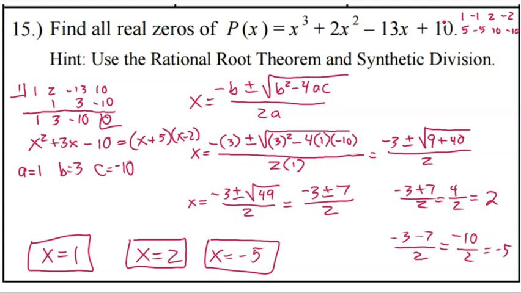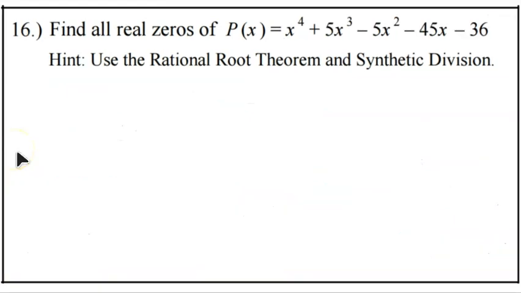Now we'll go on to number 16. All right, we have the same question here. Find all real zeros of this polynomial. But this polynomial is a fourth power polynomial. Okay, so we're going to make our list of all the factors of 36. I'm not going to be able to fit them up here because there's more than 8 of them. I do have good news though. Our lead coefficient is 1 again, and therefore we only have to do integers. We don't have to do fractions.